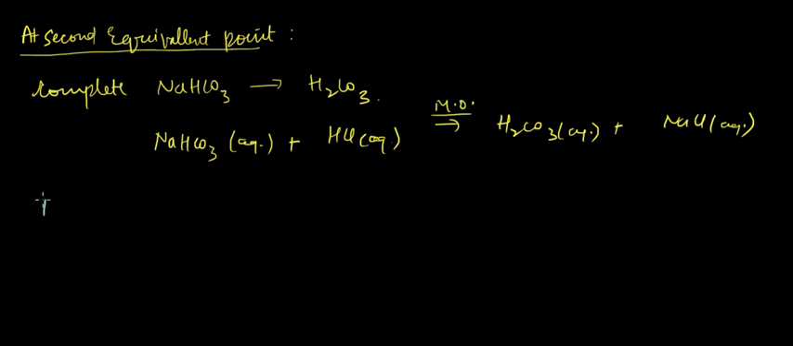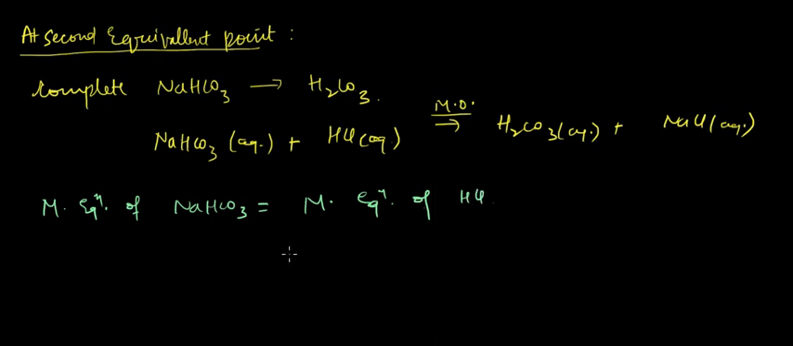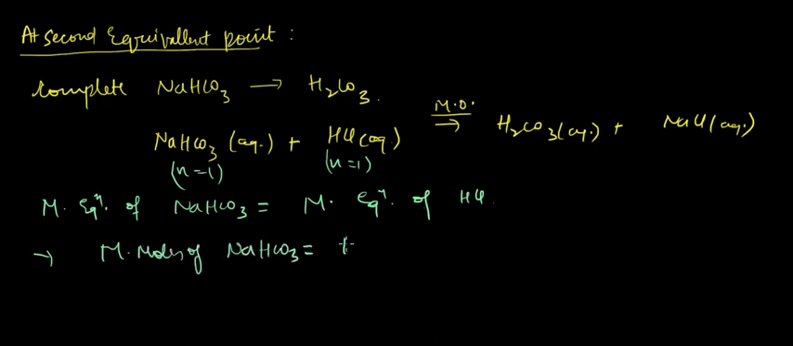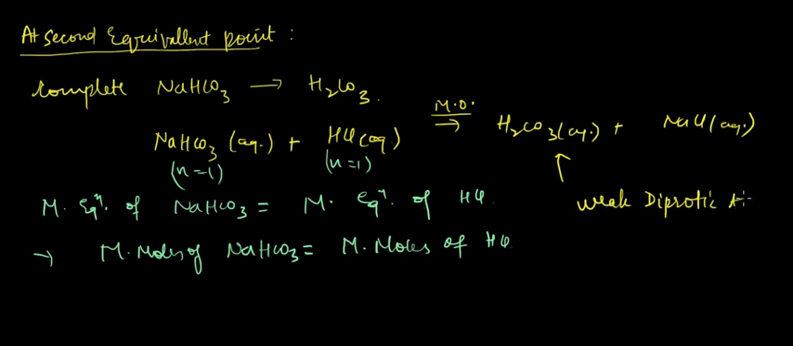So we can write that milli equivalent of NaHCO3 would be the same as milli equivalent of HCl, okay, at the second equivalent point, and as the n factor here would again be 1 for both NaCl and NaHCO3. So from here we can derive that millimoles of NaHCO3 indeed would be equal to millimoles of HCl. Okay, and H2CO3 is a weak diprotic acid.